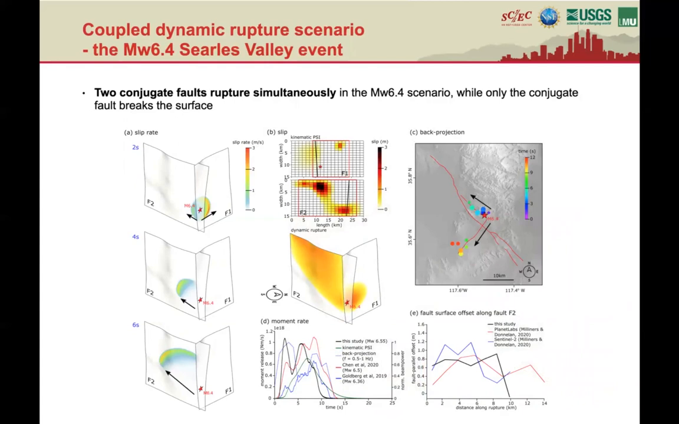We can see the accumulated slip, in comparison to the kinematic source model by Frantisek Gallovic using a Bayesian inversion approach. We have the back projection using an aftershock-calibrated method performed by Bolli, and we can nicely see that 2 faults are being activated. We can compare the moment rate. We can see nicely 2 peaks corresponding to both of the faults. We also calculate synthetic fault surface offset and compare with the InSAR data.